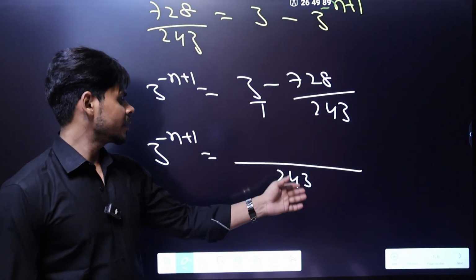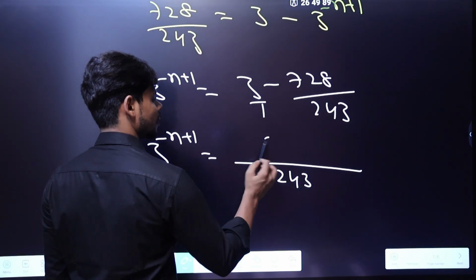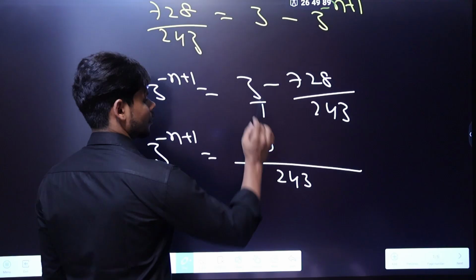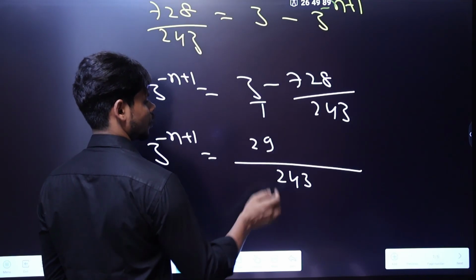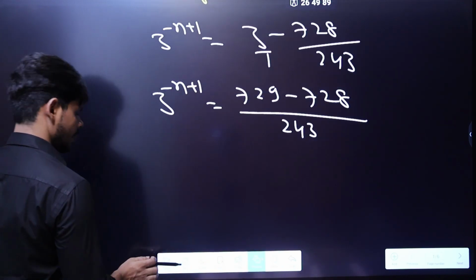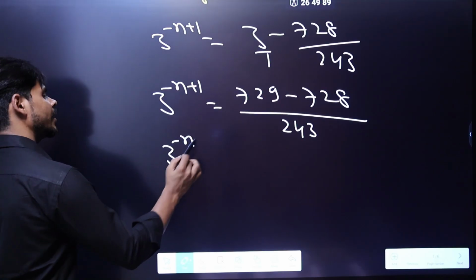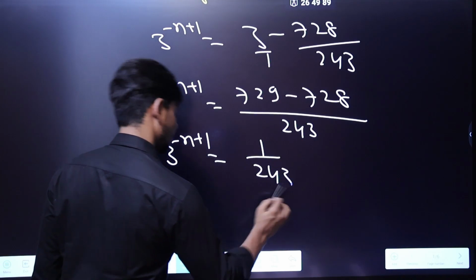Next, 1 3 is a, so it will become 1 3. This thing, 3 3 3, is a 9. 3 3 is a 9. Correct. 4 3 12, and 2 is left, 1. 3 2 6 729. Then minus 728. Correct. Next, it will become 3 raised to power minus n plus 1, and it will become 7. It will be 1 243.